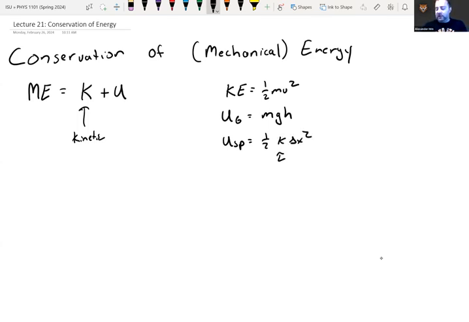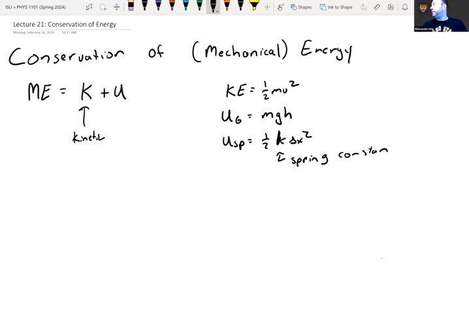it's hard for me to visualize the difference. Really, that should be a lowercase k. So this is the spring constant. Don't confuse the k in the mechanical energy formula with the spring constant. They're not the same thing.